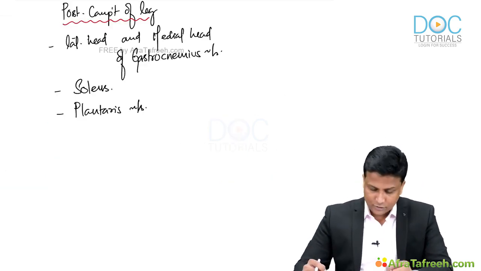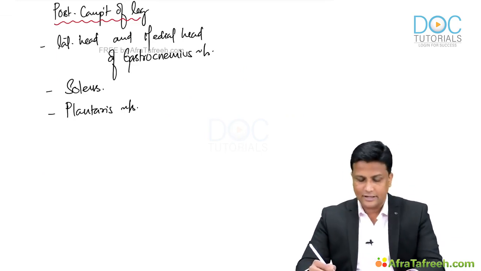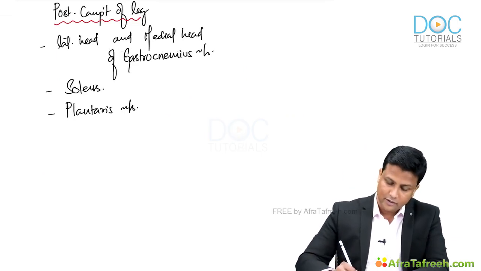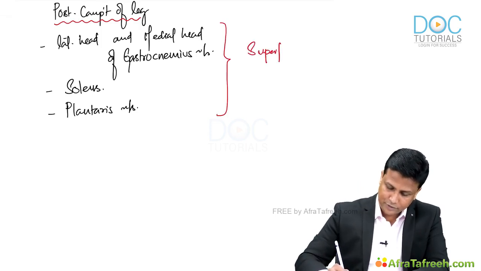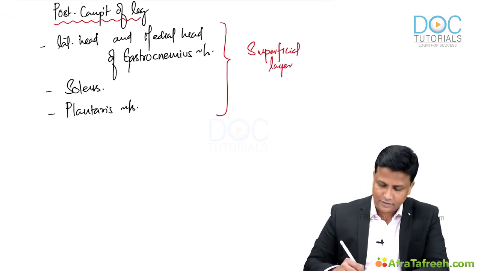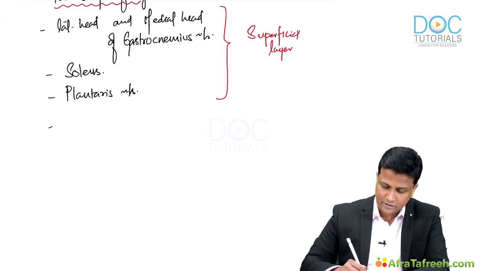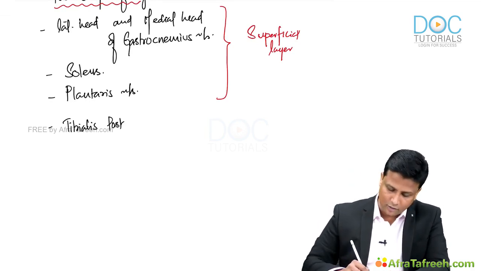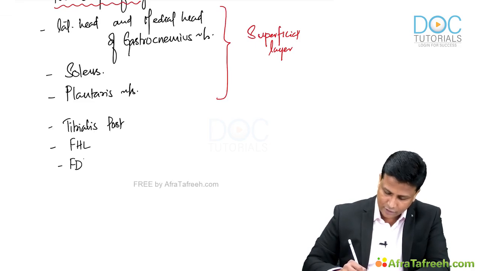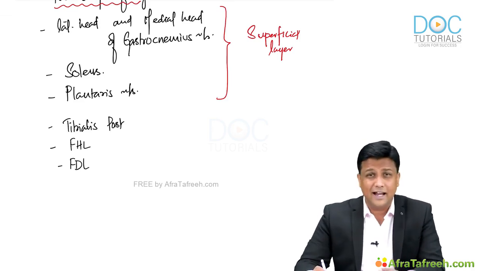Let's include them. These three muscles, gastrocnemius, soleus and plantaris, are the ones present in the superficial layer. Posterior compartment only, but the superficial layer. Whereas we also have certain muscles in the deeper layer, and the names are very easy to remember: tibialis posterior muscle, and along with that we also have flexor hallucis longus, and another one will be the flexor digitorum longus.